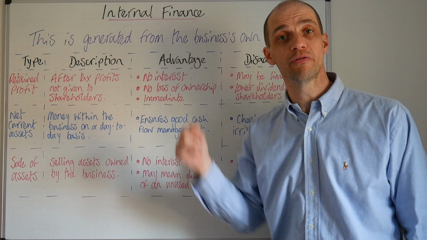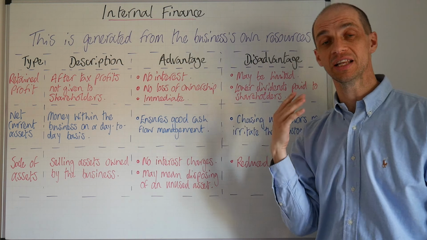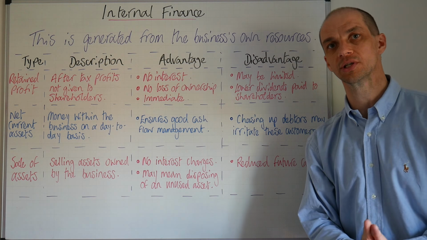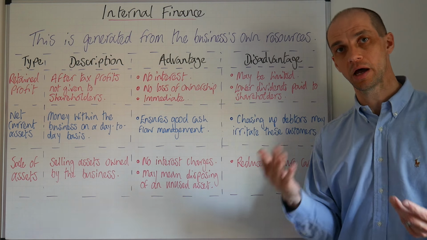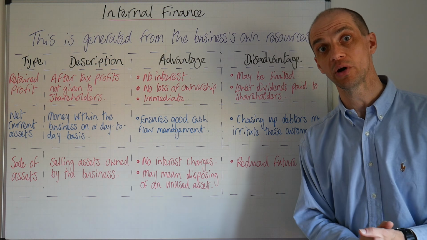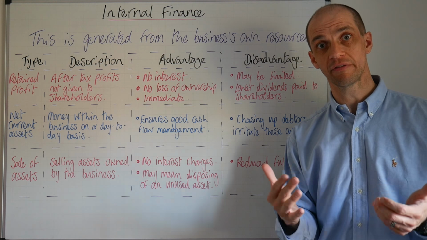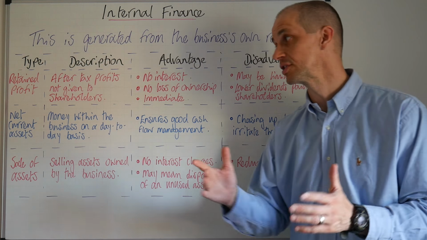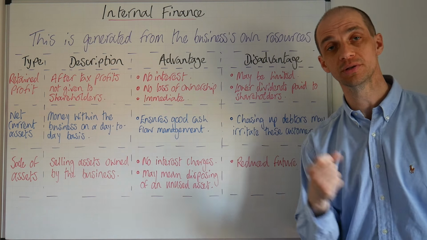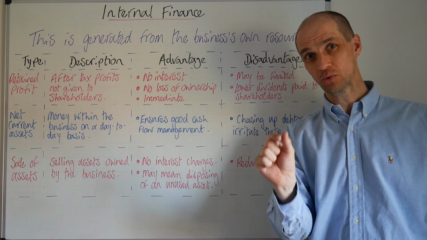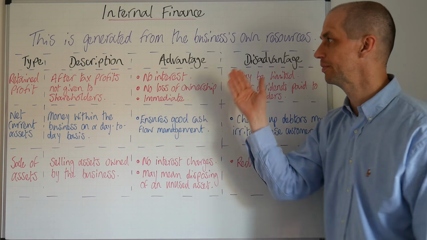So when it comes to internal finance, this is finance generated from within the business and its own commercial resources. The most commonly used internal source of finance is of course retained profit. Retained profit is profit from previous periods, after tax, that has not been distributed to shareholders, because shareholders are likely to expect a share of those profits in the form of dividends.